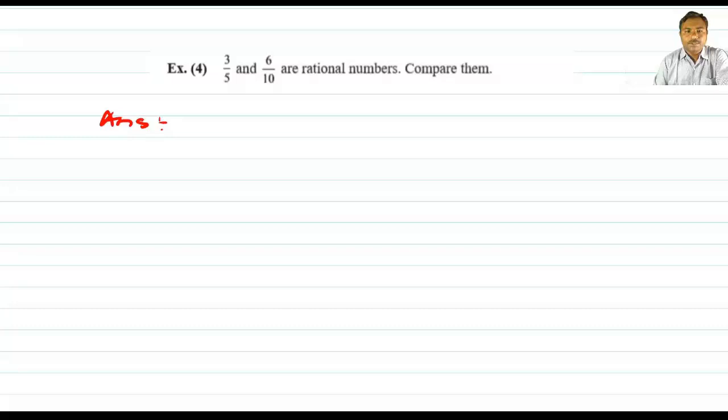Compare 3 upon 5 and 6 upon 10, the rational numbers. Here 3 upon 5, numerator is 3 and denominator is 5. Here 3 is the numerator, 5 is denominator.